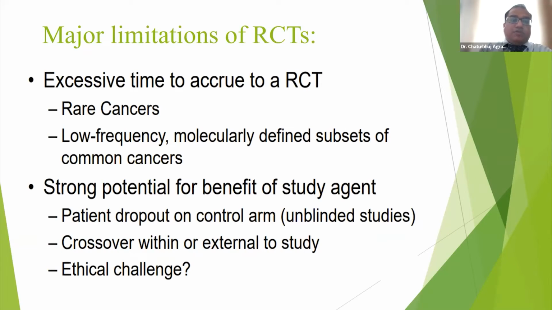The major limitation of randomized controlled trials is excessive time to accrue. It's very difficult to perform a randomized clinical trial for rare cancers, as it was already asked in the chat box, and low frequency molecularly defined subsets of common cancers are very difficult to put into a randomized clinical trial, because you will not get an adequate number of subjects to randomize. There is a strong potential for benefit of the study agent, patient dropout on the control arm, and crossover within or external to the study. And ethical challenges.